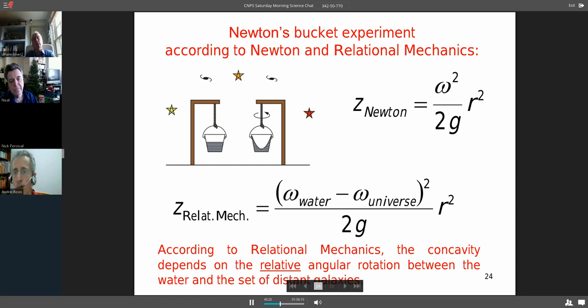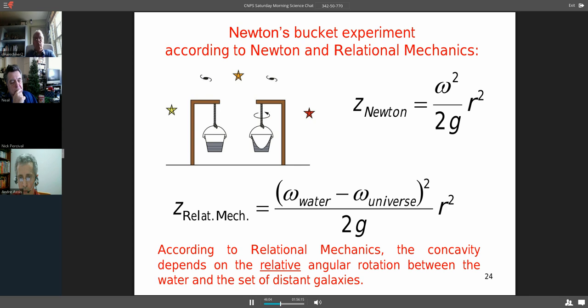So now I go back to Newton's bucket experiment according to Newton and relational mechanics. The expression by Newton is presented at the top of slide 24. z equals omega squared r squared over 2g. This omega in Newtonian mechanics is omega of the water relative to empty free space. In relational mechanics, we obtain a similar expression, but now what appears is the angular rotation of the water minus the angular rotation of the set of stars and galaxies.